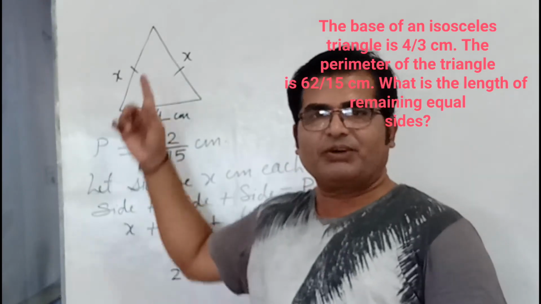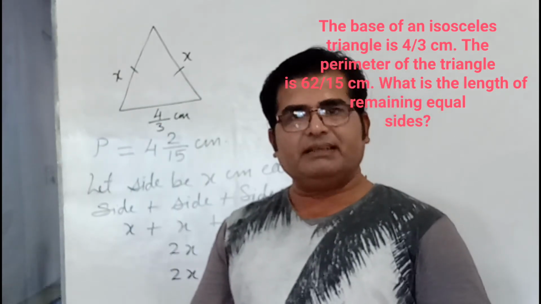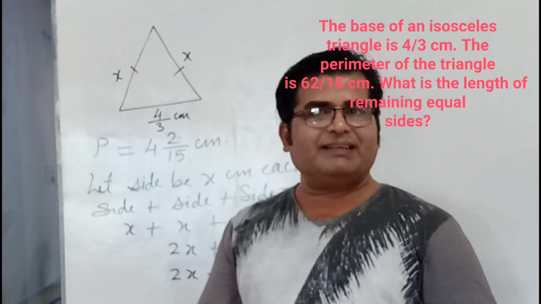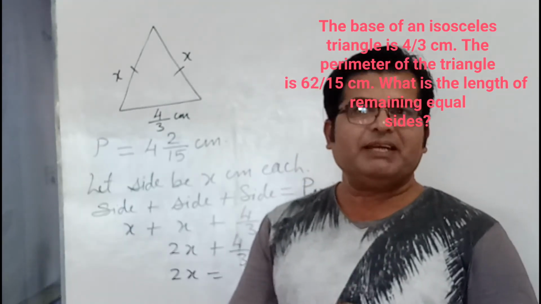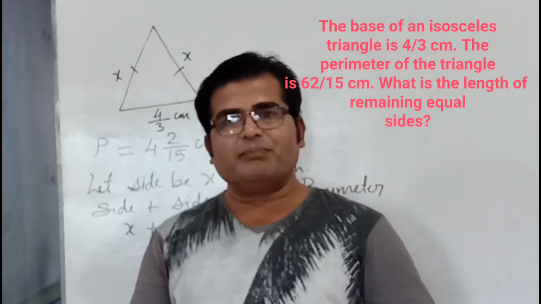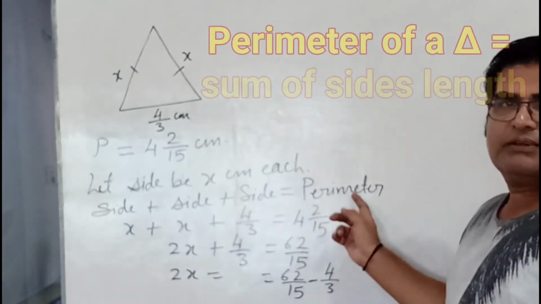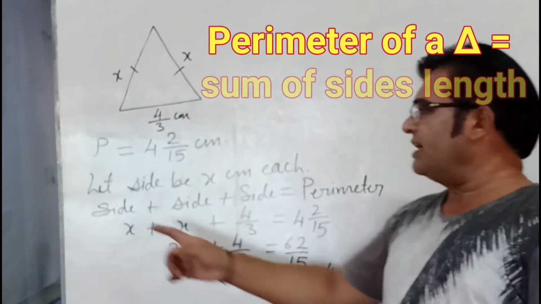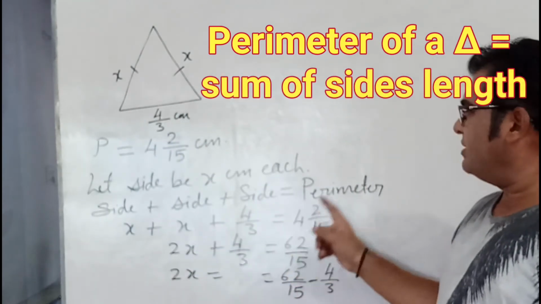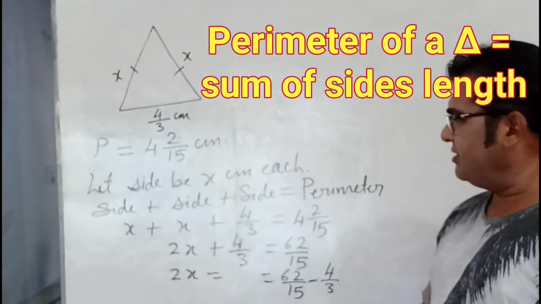For that, first you draw the figure and take the equal sides as x centimeter each. So let the length of each equal side be x centimeter. Then the perimeter of a triangle equals the sum of all three sides. So perimeter equals side plus side plus side. So the sides are x plus x plus 4/3 equals the perimeter, that is 4/15, given in the question.